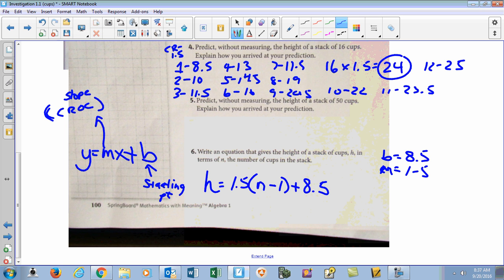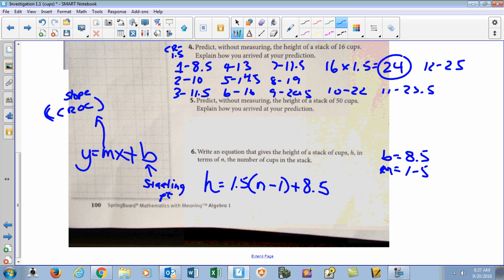Why? Because we have to subtract the 1, because the first cup, we didn't gain any height. That's what we started with. Does that make sense? So now watch what happens, and I think your data, if you see these points, right? If I plug a 1 into here, what's 1 minus 1? 0, right? So this is all 0. What are we left with? 8.5. Isn't that the height of the first cup?